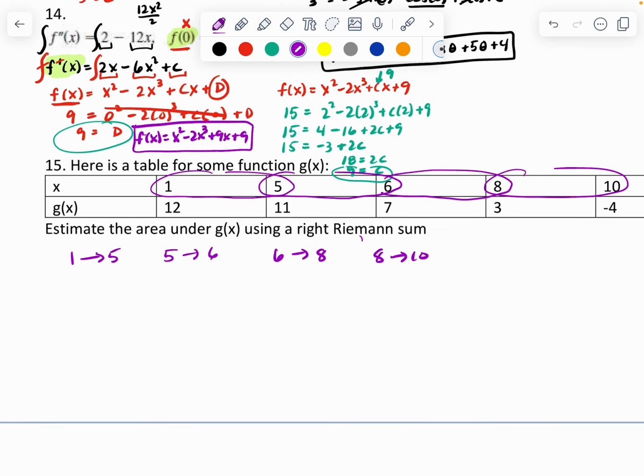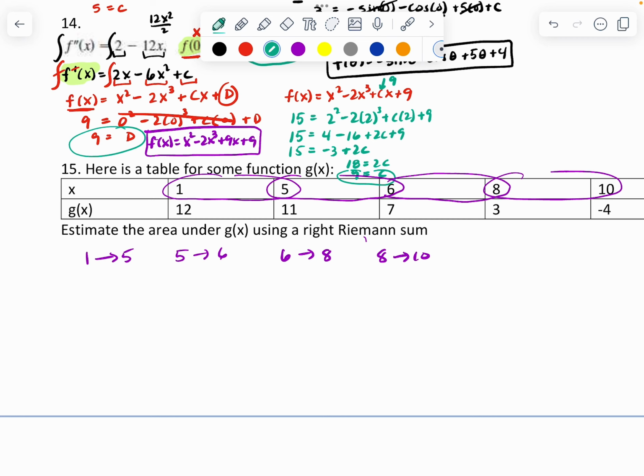All right, now I want to write Riemann sum. So that means I want to highlight all the ones on the right. And whatever's highlighted, that's what's giving you your height. Okay, a right Riemann sum, the area is going to be base times height. So the base, the distance from 1 to 5 is 4. And the height at 5 here is going to be 11.